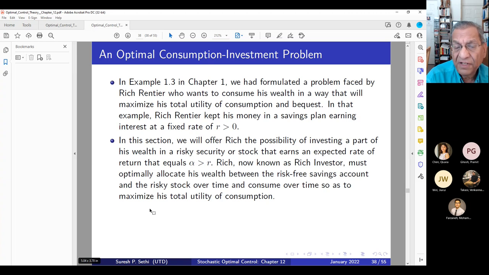People will expect more from a risky security than an interest rate in a savings account. Okay? If I want to take a risk, I should earn a little bit more than what I get from the bank. So the guy, Rich Rentier's name has become Rich Investor. And the rich investor has the possibility to invest his money in a risk-free savings account and a risky stock in order to maximize his consumption.